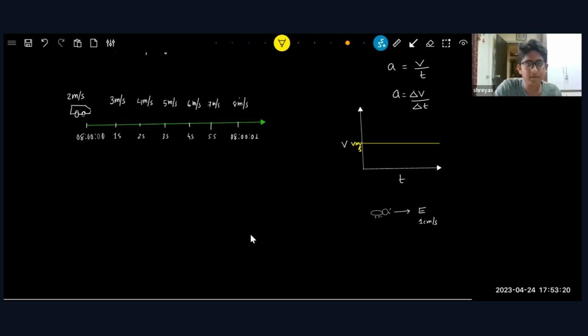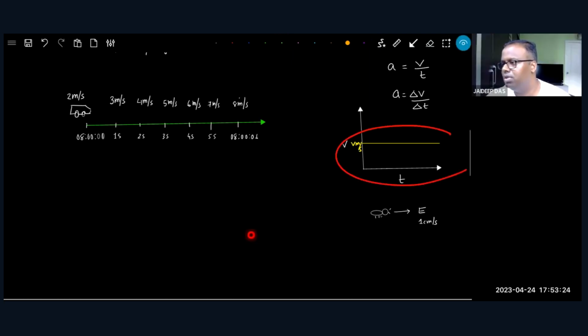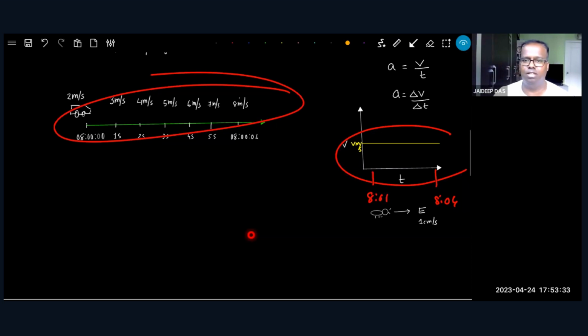You are still not interpreting. Just pay attention. Look at this graph. This is the time at 8 o'clock 1 second. This is the time at 8 o'clock 4 seconds. The velocity is constant. Do you see that pattern here?